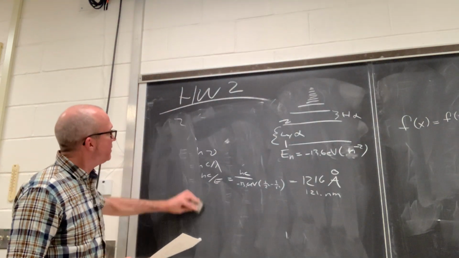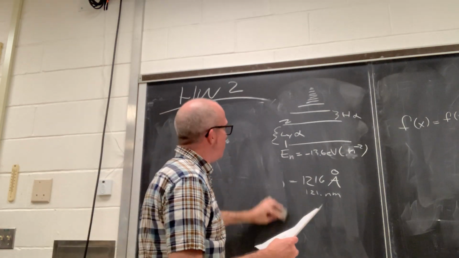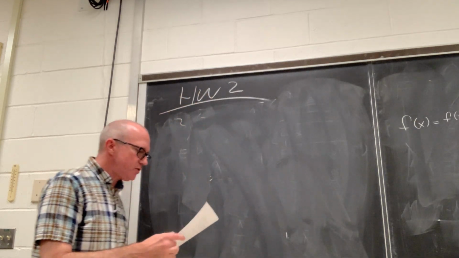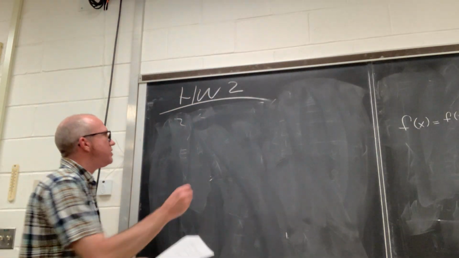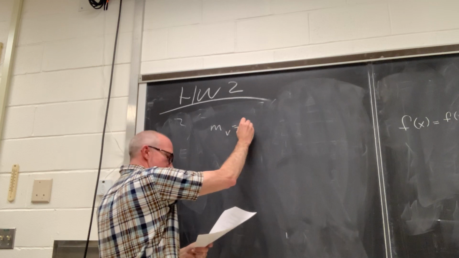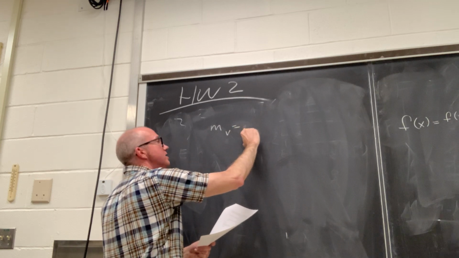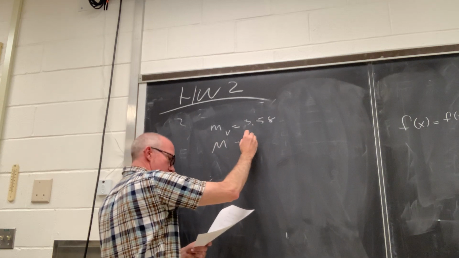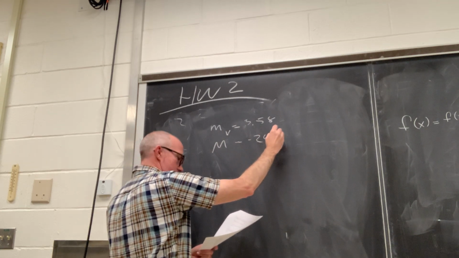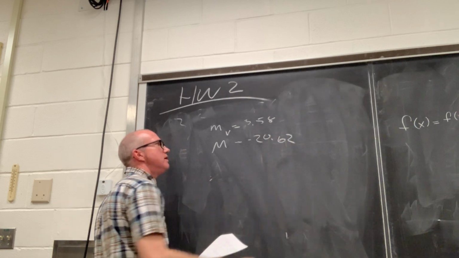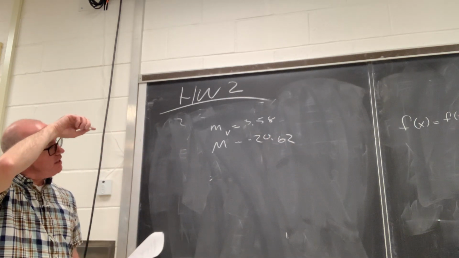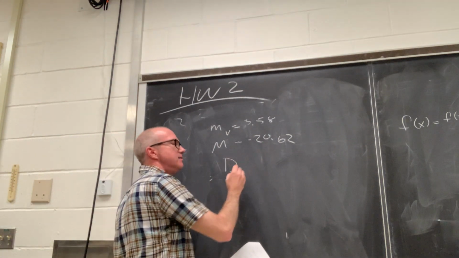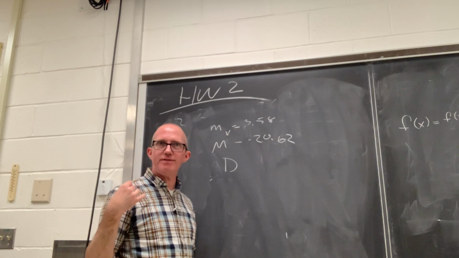Okay, Andromeda, we'll do the last couple. One I'll do real quick, and Andromeda's really fast. So Andromeda has an apparent magnitude, m_V, of plus 3.58, and an absolute magnitude of minus 20.62. What's its distance? So that's easy. No, it isn't. It's easy once you've done it a couple of times.